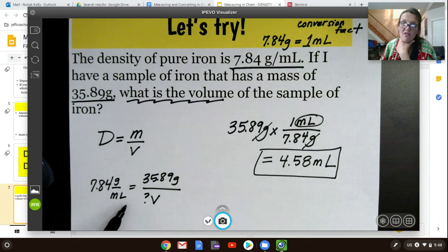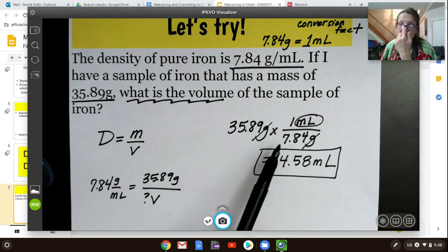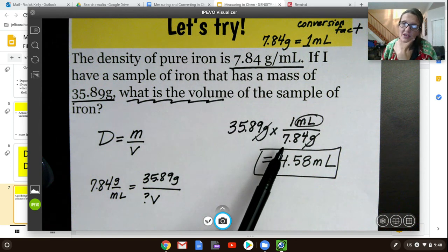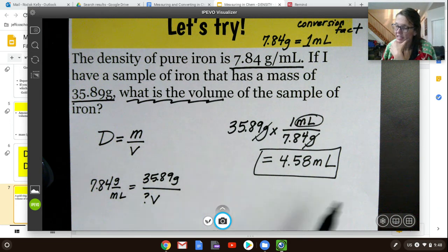Regardless of whether we solve the problem this way or you use it as a conversion fact, you should get the exact same answer, 4.58. So you can do whatever makes sense to you. A lot of people struggle with an unknown variable on the bottom of an equation like this, and they get all tripped up by the math. If that is you, then I would recommend writing the density as a conversion fact like I did here and flipping the fraction around however you need it to solve, and you'll get the same answer.